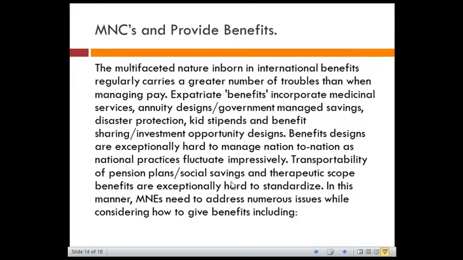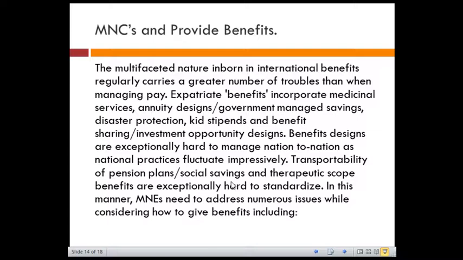The multi-phase nature inborn in international benefits regularly carries a greater number of troubles than when managing pay. So expatriate benefits incorporate medical services, annuity, government-managed savings designs, and disaster protection. They also get benefits for the kids, a stipend for the children. In some cases, stipends are given for wives and depending on how many kids you have, and other benefits. There's stock sharing, investment opportunity design, etc.